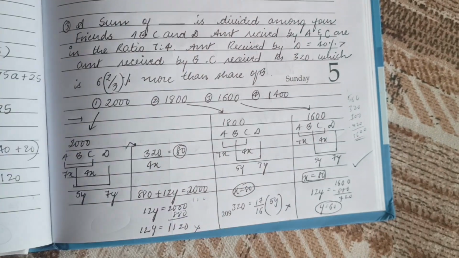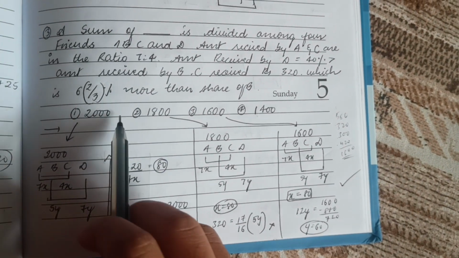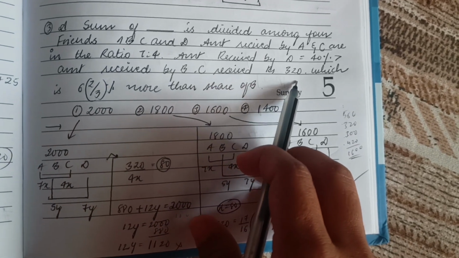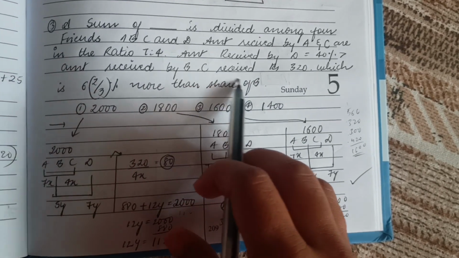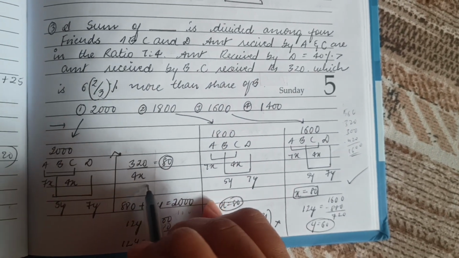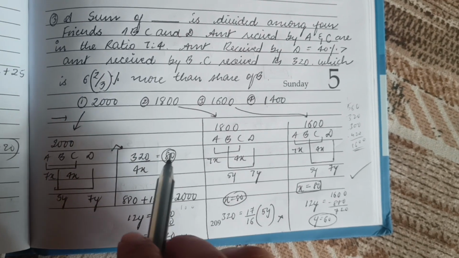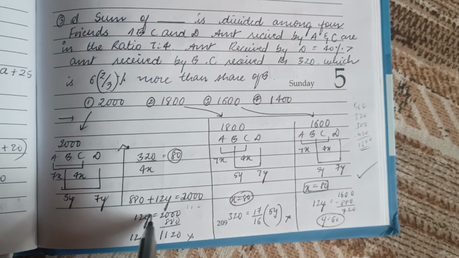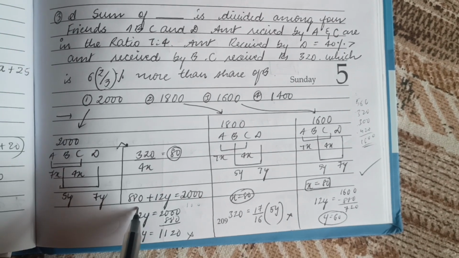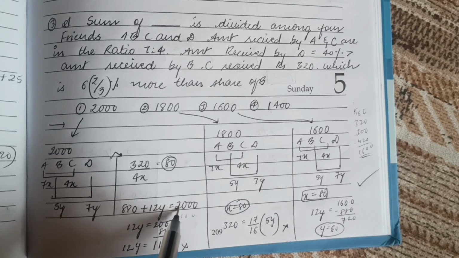Or you can even take, see, you can directly calculate this, because they had given that C received rupees 320 here, so this 320 will be equal to 4x, and that is equal to 80, means x will be equal to 80. So if x is 80, then 7 plus 4 will be 11, and 11 8s are 88, that is 880. Plus if I add this I will get 12y, that is equal to 2000.